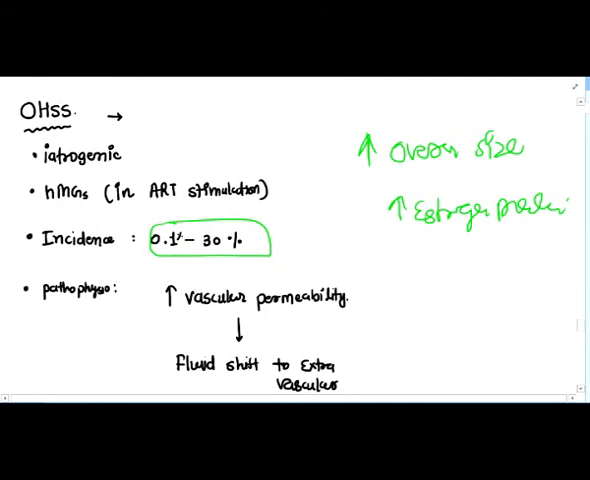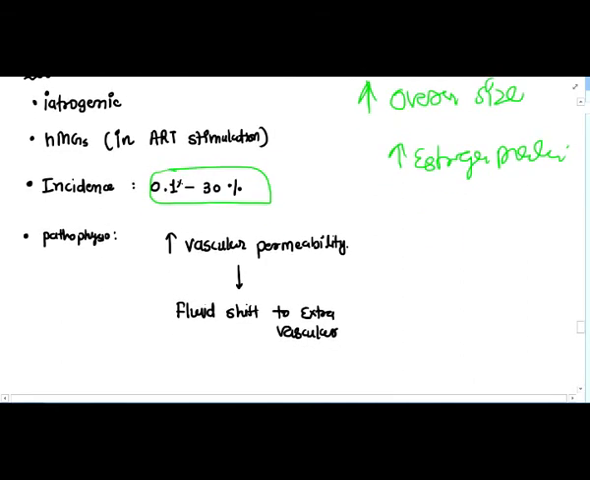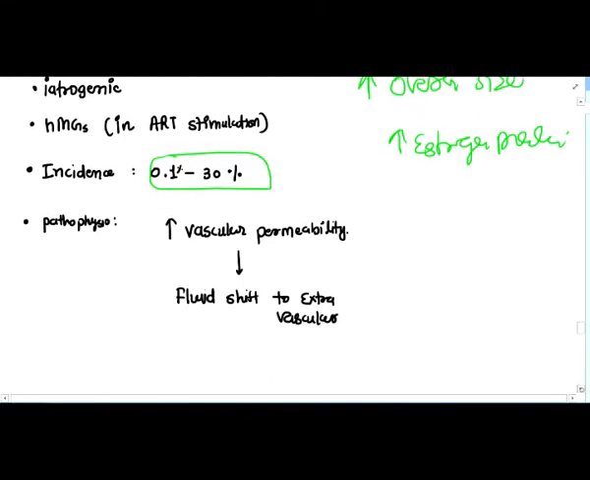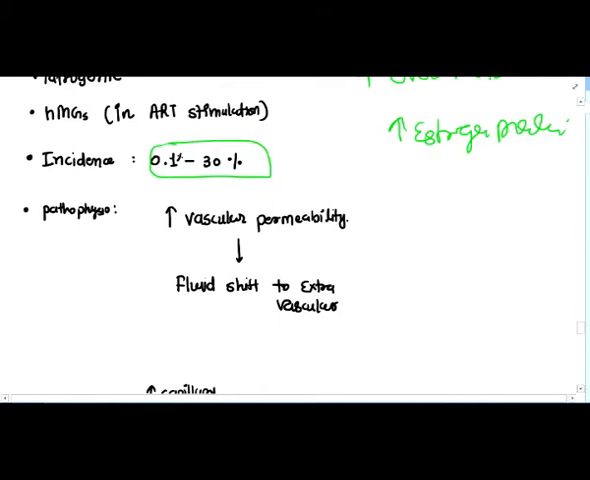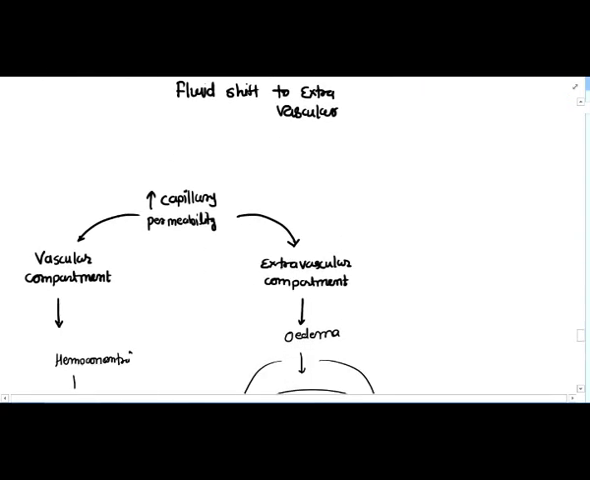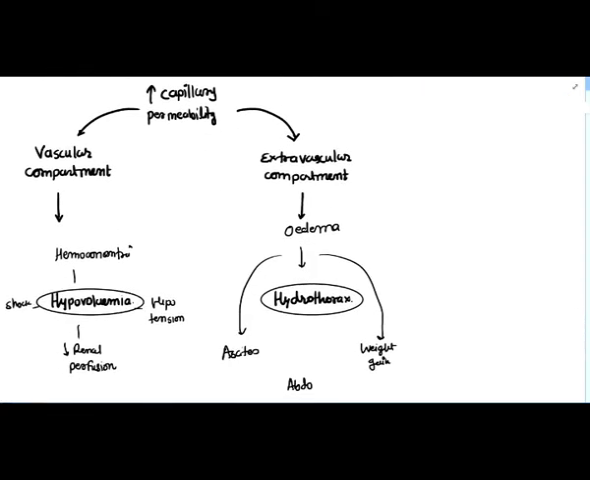Now this is a very severe condition. The basic pathology is increased vascular permeability, which causes a fluid shift from intravascular to extravascular. Because of this, there will be hypovolemia, and the third spaces will be filled with fluid. For example, hydrothorax, ascites, edema, weight gain, all these things will happen. Because of hypovolemia, there is shock, renal perfusion is decreased, all this kind of thing can happen.